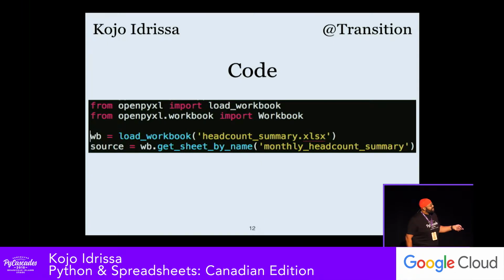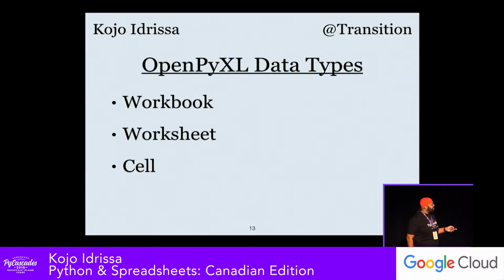This headcount summary XLSX is the first input spreadsheet that I showed you. I'm loading that spreadsheet in and creating this workbook object here. Then for my source data, I'm saying workbook.getSheet by name, getting a specific spreadsheet out of that workbook. And that brings us to OpenPyXL data types and specifics about spreadsheets.